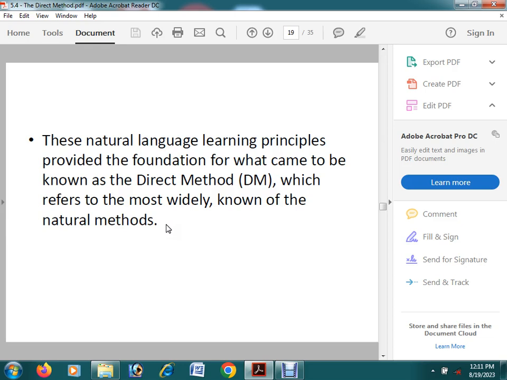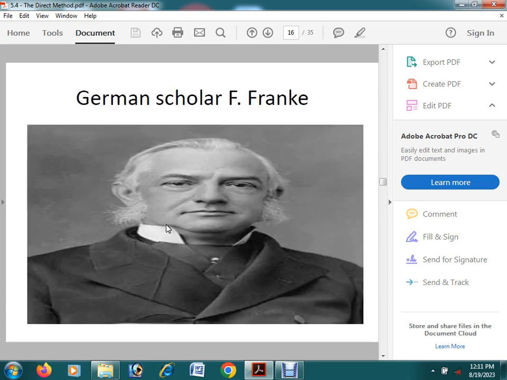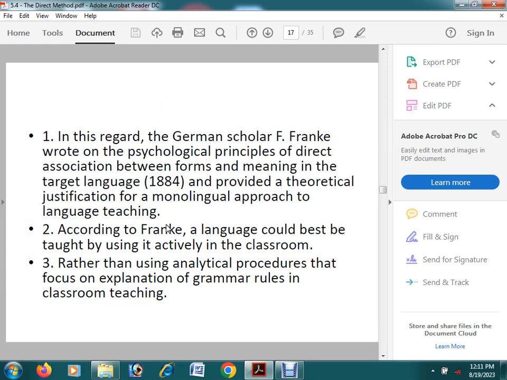So if the question is, according to Subhay or Frank, describe the principles of the direct method, then you have to mention it this way. What Frank initiated was that we have to practice this habit to get the learners able to think in the target language.